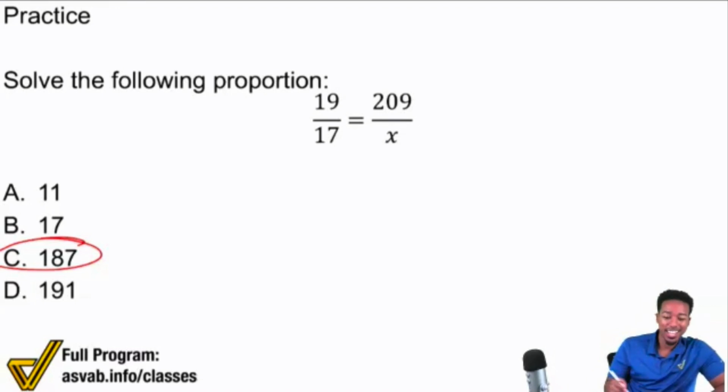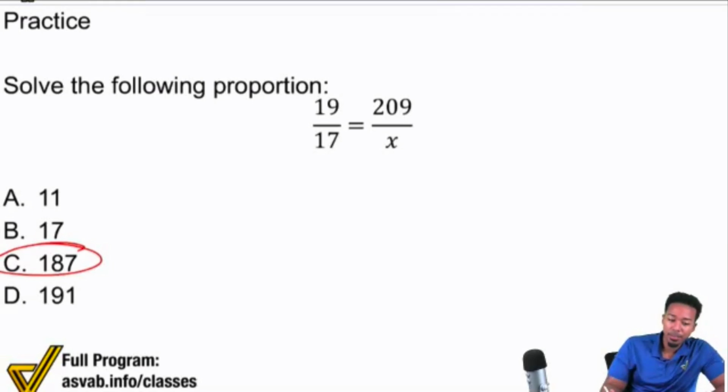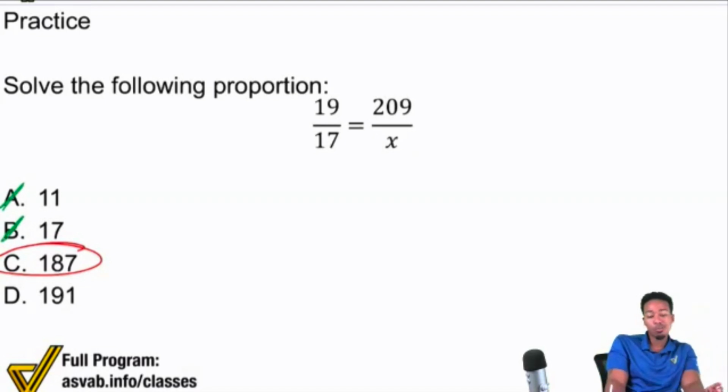So we can eliminate these automatically because if you look at it, everybody, doesn't it make sense that if you're going from 19 to 209, you're multiplying by a big number? Yes or no, everybody? That's pretty fair to say, right? Cool. So that means 17 times that same big number, there's no way it's going to be 11 or 17. No way at all. If you were going to take a guess, you could at least look at the choices and be like, A and B are out of here. There's no way A or B could be the answer.